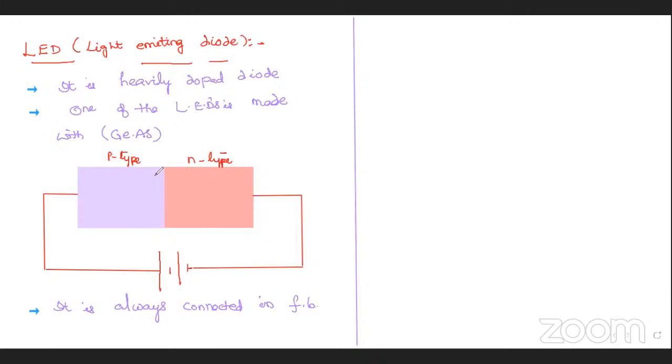Here the hole and the electron combine at the junction. Here the majority charge carrier is hole, here the majority charge carrier is electron. By this, one combines with the other. Now, by increasing the doping concentration, what happened? The barrier potential and forbidden energy gap also increase.